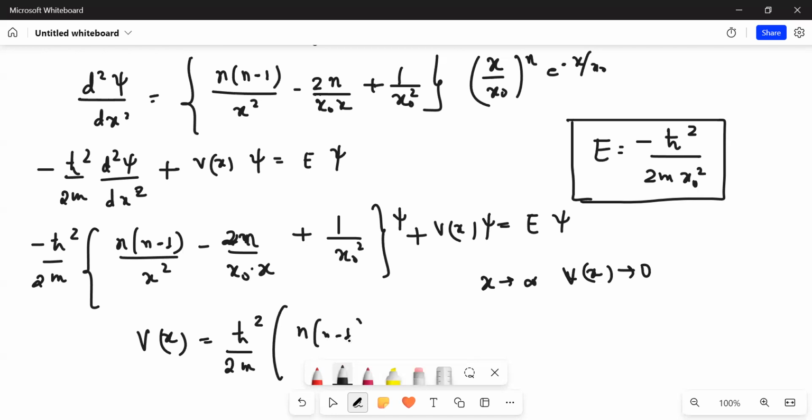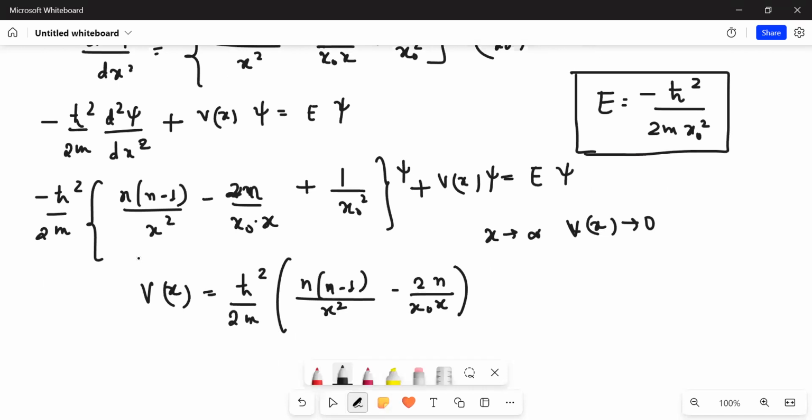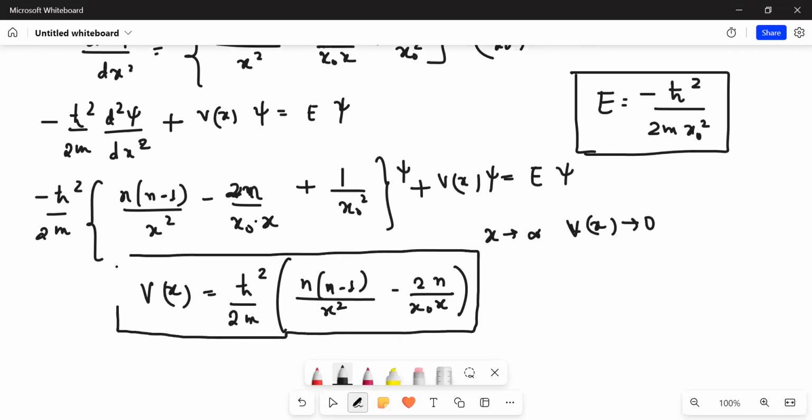n into n minus 1 upon x square minus 2n upon x naught into x. I hope it is clear till now. So this is your Vx. Okay, is that fine?